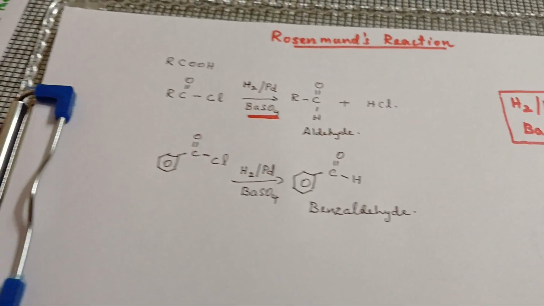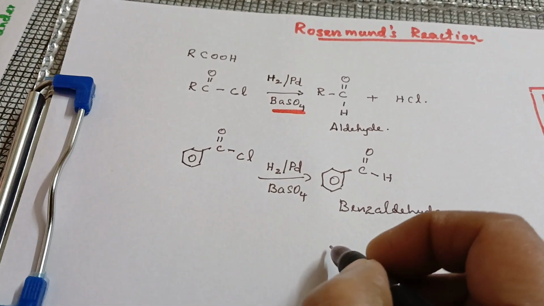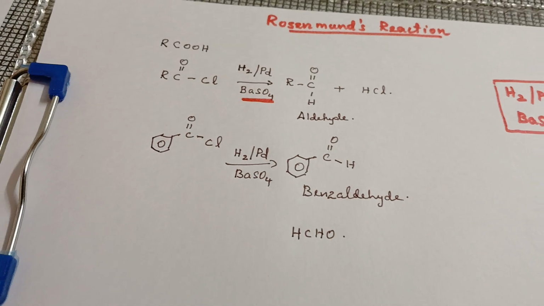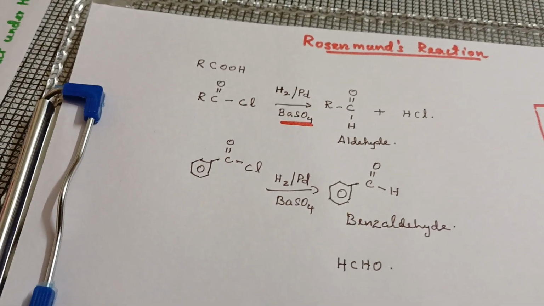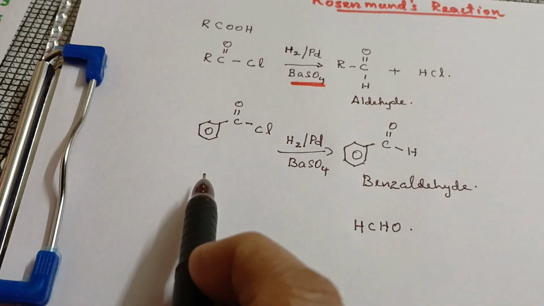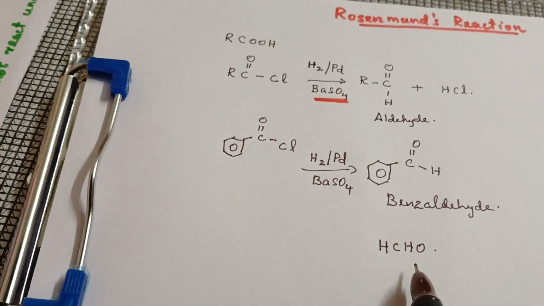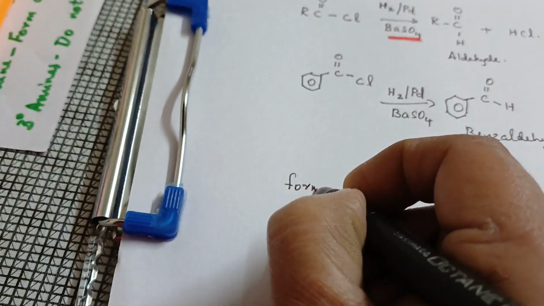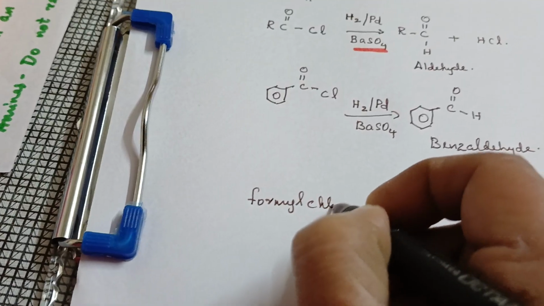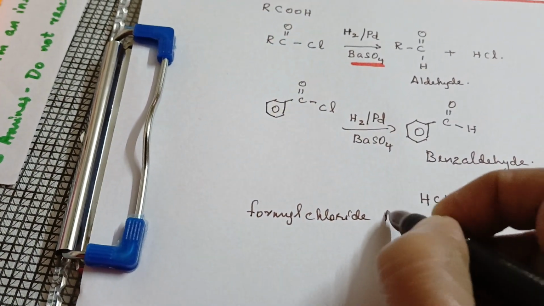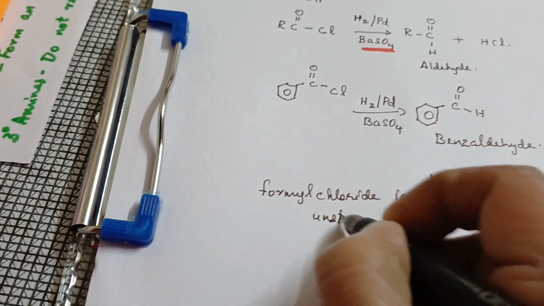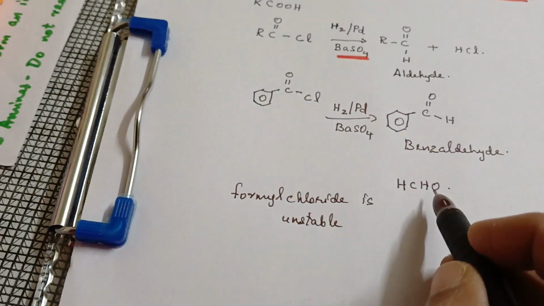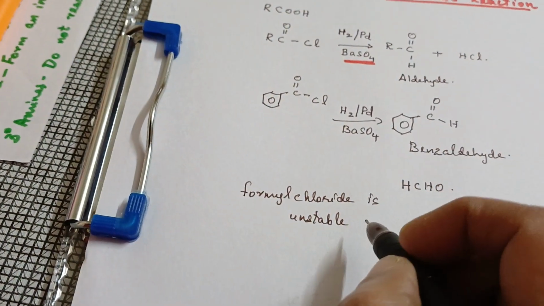Now, will you be able to get formaldehyde, HCHO, by this reaction? It is said that formyl chloride, with which you should be starting to get this product, is unstable. And so you will not be getting formaldehyde by this Rosenmund's reduction.